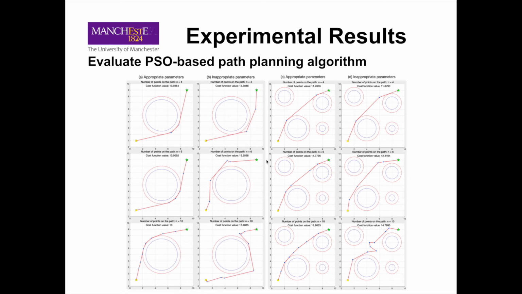With appropriate parameters, like the number of particles, acceleration coefficients, and neighborhood size set to appropriate values, we can get paths which are really close to the global optimality. So the cost function value always converges to the global optimality if the parameters are set to appropriate values. So the PSO-based path planning algorithm with appropriate parameters is fast, stable, and reliable.